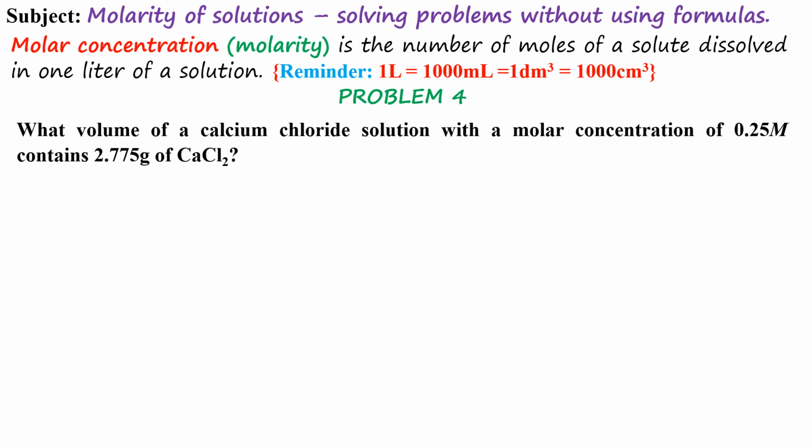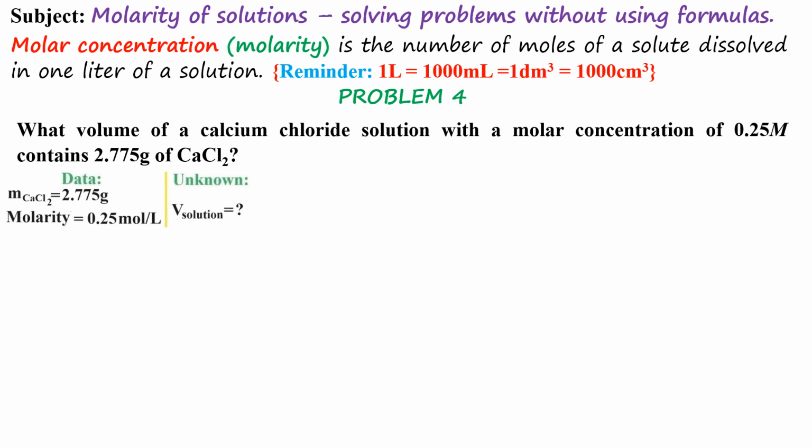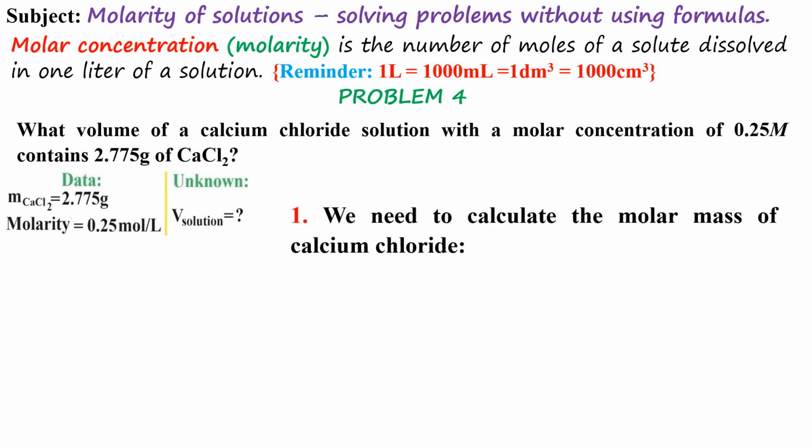Problem number 4. What volume of the calcium chloride solution with a molar concentration of 0.25 moles per liter contains 2.775 grams of calcium chloride? Let's start by writing down what we know and what we need to calculate in this problem. We know already the weight of salt and molarity of the solution, and we are looking for the volume of the solution.